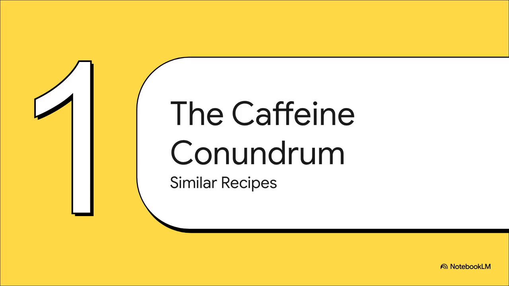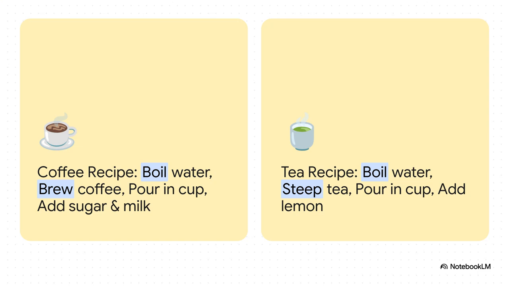All right, first up, the caffeine conundrum. Let's explore how having very similar recipes can create a real headache in our code. Okay, just take a look at these two recipes side by side. See it? They are almost identical. Boil water, pour it in a cup. The main steps are exactly the same. The only real differences are the brewing part, brewing coffee versus steeping tea, and what you add at the end. This is a classic sign of code duplication, and trust me, it's a ticking time bomb in any codebase.